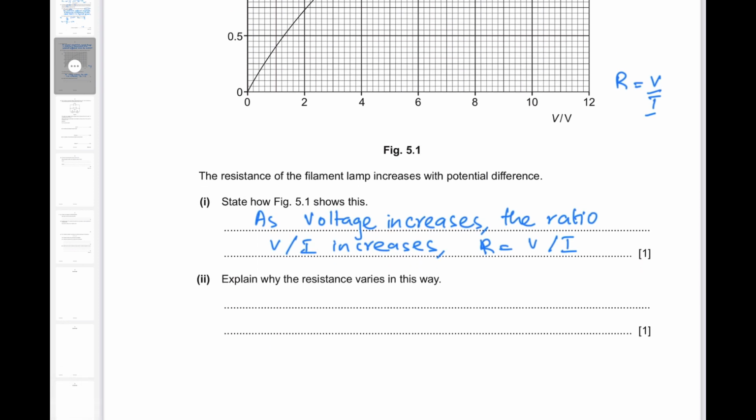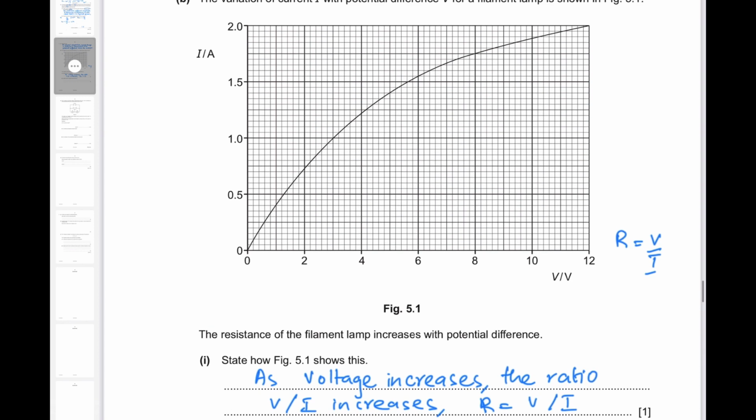To explain why the resistance varies in this way. A filament lamp is not an ohmic conductor, which means its resistance will change. It does not have a constant resistance. In the filament lamp, as the voltage and current increase, the temperature will increase, and this will increase resistance.